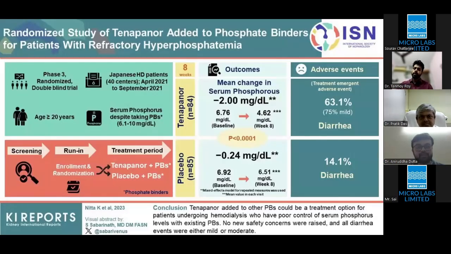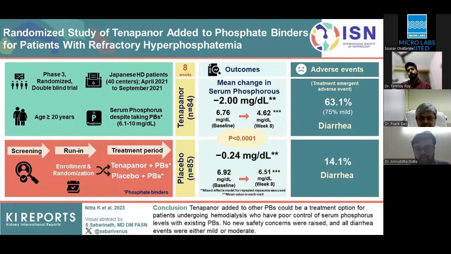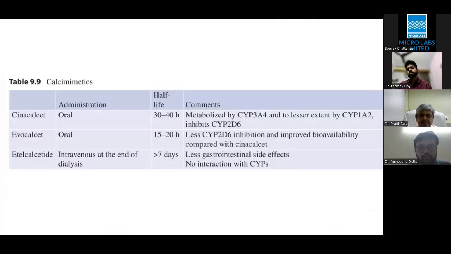A Japanese study which came out in 2023 showed that on addition of tenapanor, there was a significant reduction in the mean phosphorus levels when compared to placebo, although this particular arm had a comparatively higher incidence of diarrhea, because tenapanor was initially used to treat constipation-predominant IBS.